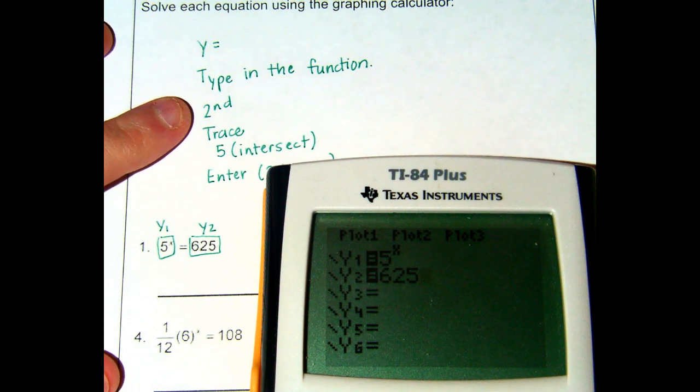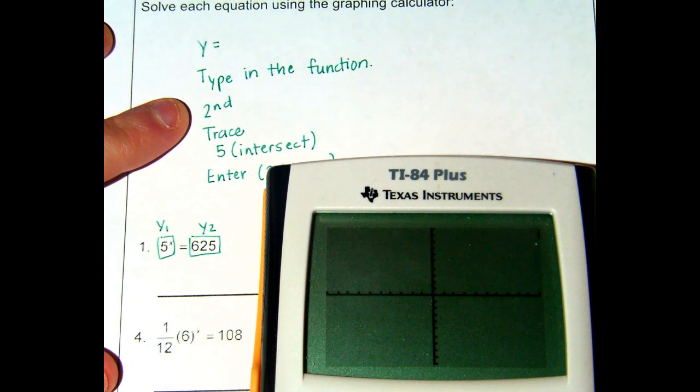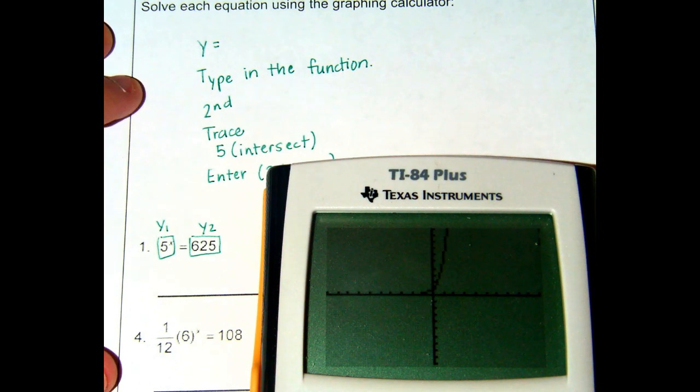After you've typed it in, you're going to press second, which is the blue button, trace, which is one of these top gray buttons, and number 5. We want number 5 because we're looking for where these intersect. You must wait for it to graph and this to come up at the bottom, or you are not going to be able to press enter. You will freeze. The calculator will freeze.